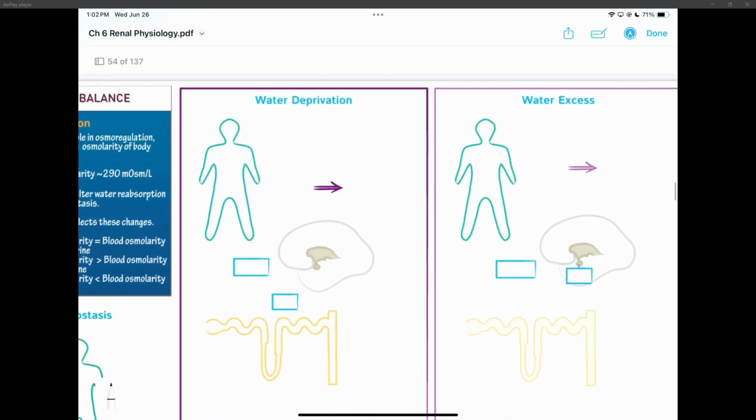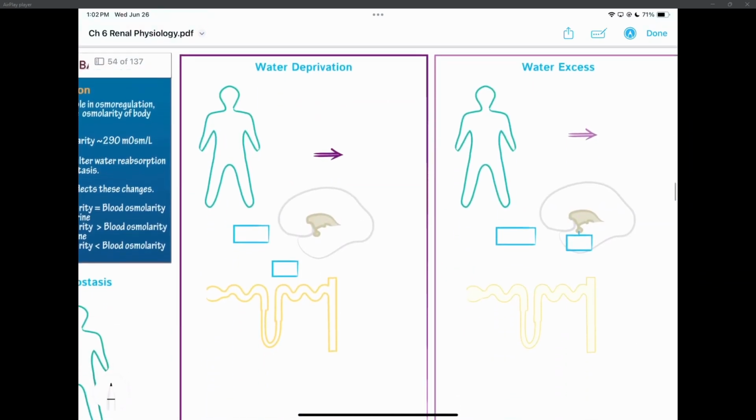So in stages of water deprivation, and after this we'll stop and take a break, and then we'll do the Kahoot.